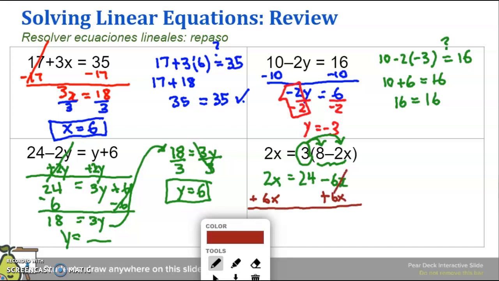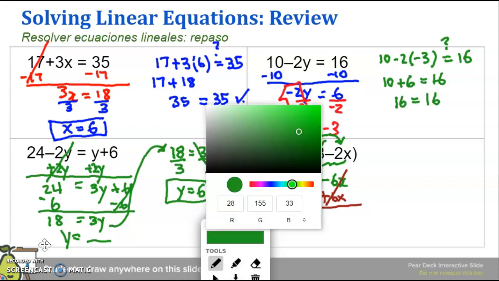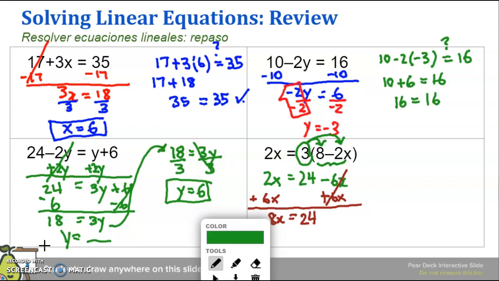When I do that, negative 6x and positive 6x become 0, so it disappears. So you are left with 24 is equal to 2x plus 6x, which is 8x. So you have 8x is equal to 24. What is happening to x? It's being multiplied by 8, so we need to divide both sides by 8 to get rid of this 8. Then we are left with x is equal to 24 divided by 8, which is 3.